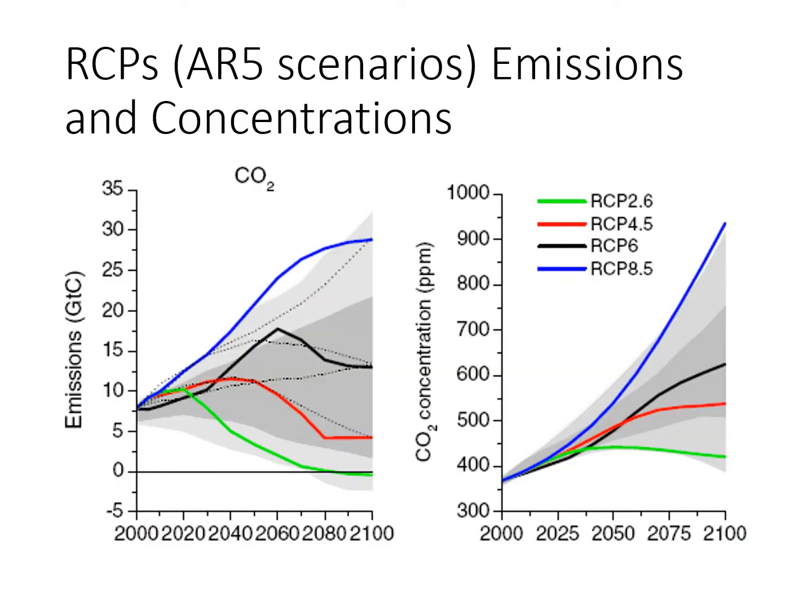This is what the emission scenarios look like for the different RCPs. Again, time is on the x-axis, this time going from 2000 to 2100, with emissions on the left and concentration of carbon dioxide on the right. Notice that the concentration of carbon dioxide for RCP 8.5 at 2100 is about 900 parts per million, whereas the concentration of carbon dioxide for RCP 2.6 is just over 400 parts per million.